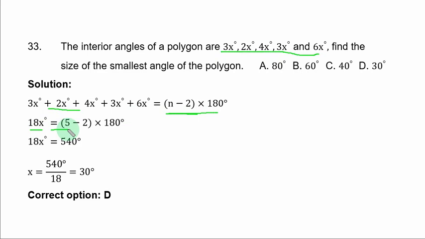the angles are 5. That means n is 5. So 5 minus 2 is 3. 3 times 180, you have 540 degrees. To get s, divide both sides by 18, and s is equal to 30 degrees. The size of the smallest angle is 30 degrees, and that is option D.